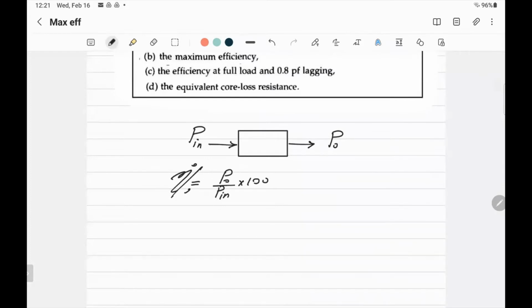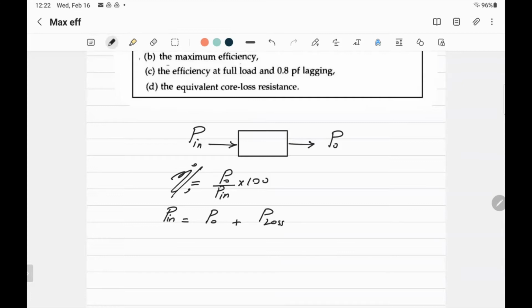What is the relationship between the input power and the output power in any system? Guys, you put in 100 watt, you got out 90 watt, right? What is the 10 watt? Losses, right? So we'll say that the P input is equal to the output plus P loss. Now we'll go specific. Single phase transformer.